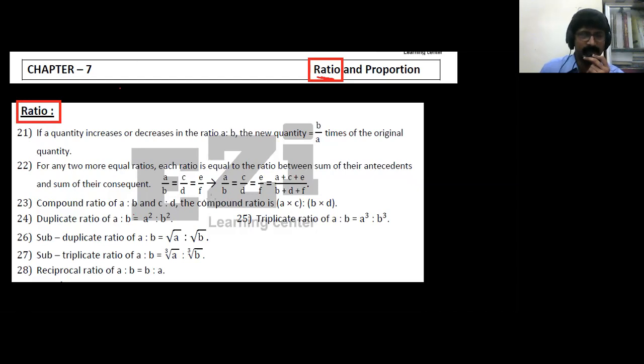So what exactly is a ratio? If a quantity increases or decreases in the ratio A is to B, then the new quantity will become B upon A times the original quantity. What do you mean by that? Before that, let me give you a few details about the ratio.